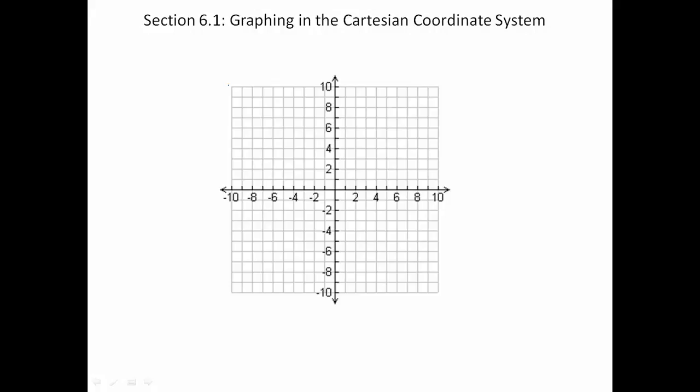Hello, in this video we're going to take a look at section 6.1 of the textbook, Graphing Points in the Cartesian Coordinate System. We're not going to be graphing lines in this video, just points. For a detailed description of how to graph lines, please make sure to check out the next video.